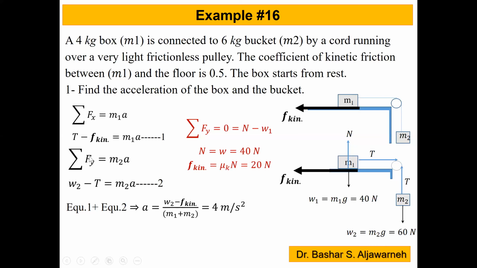The tension is unknown, so adding those two equations, we will end up with the acceleration equals W2 minus kinetic friction divided by M1 plus M2. W2 we already have. M1 and M2 are given. The kinetic friction force we already calculated and found to be 20 Newtons. So the acceleration here is 4 meters per second squared.